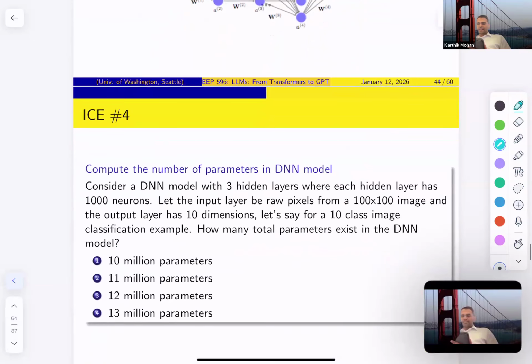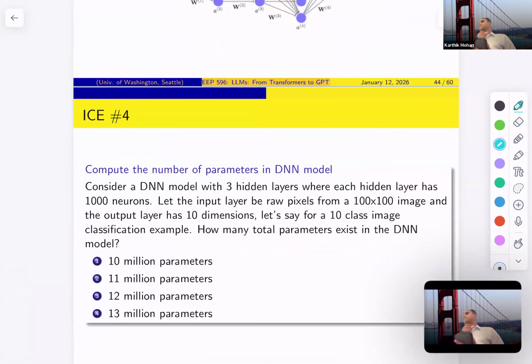Let's do an in-class exercise on understanding the number of parameters in a deep neural net. Consider a deep neural net model with 3 hidden layers, where each hidden layer has 1,000 neurons. Let the input layer be raw pixels from a 100 by 100 image, and the output layer has 10 dimensions. This is a 10-class image classification example, which makes sense because the output layer has 10 dimensions. The question is, roughly how many total parameters exist in the DNN model? It's fully connected.